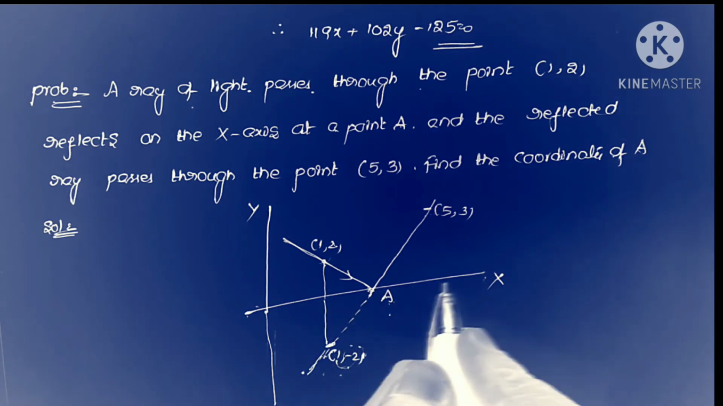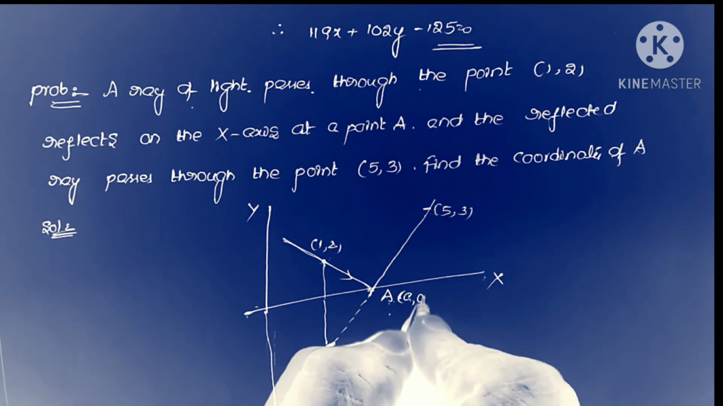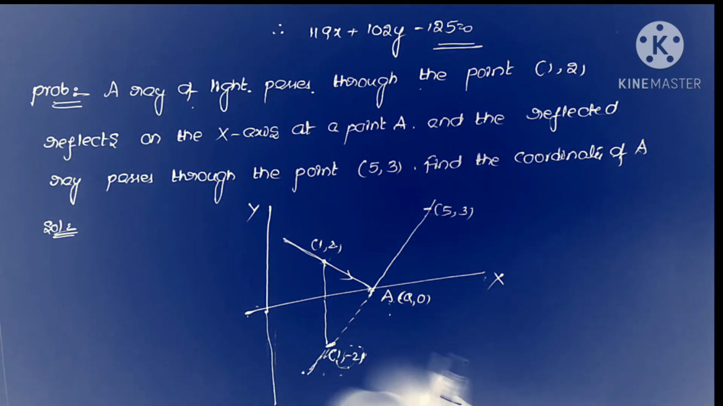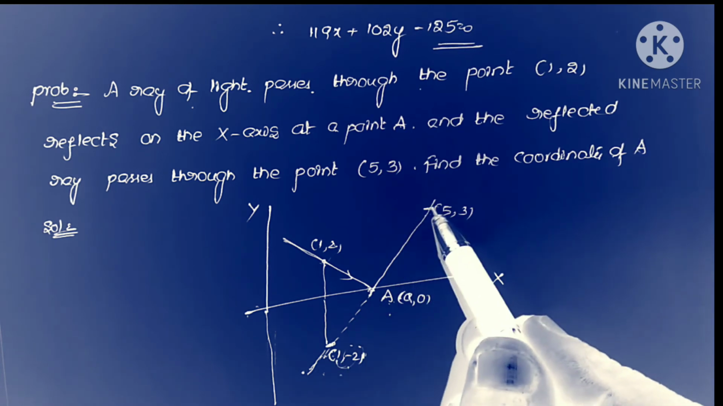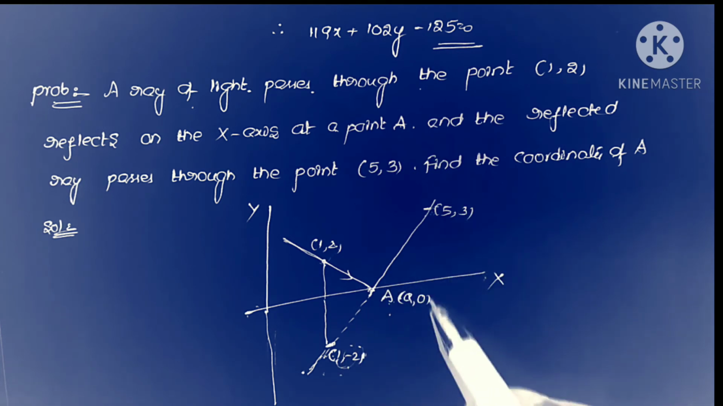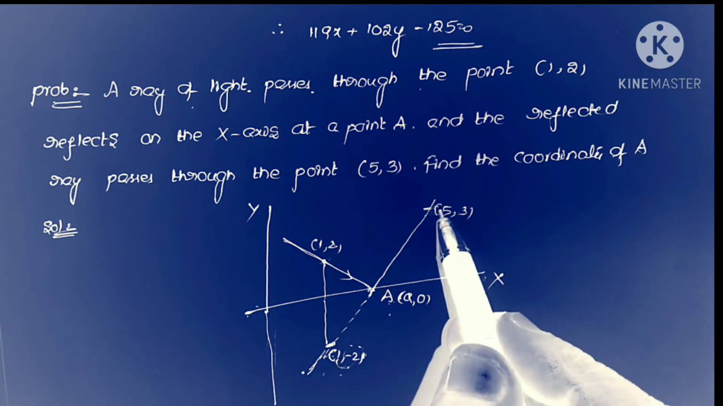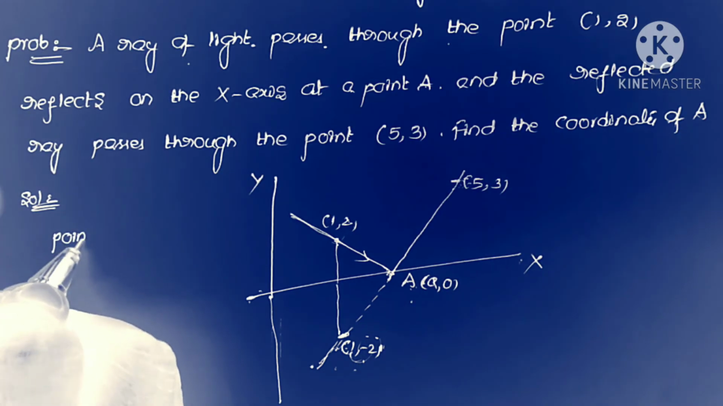Now we want to find the coordinates of A. So any point on the x-axis is taken as A, 0. So first I take that A, 0 is a point on the x-axis. This is the point on the x-axis. So first we find the equation of the reflected line, and we substitute the point A, 0 in that equation. Then we will get the required answer. So first I find the equation of the reflected line. First we take the points on the line.